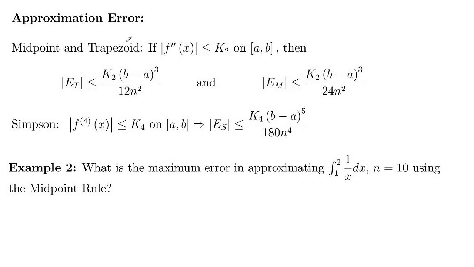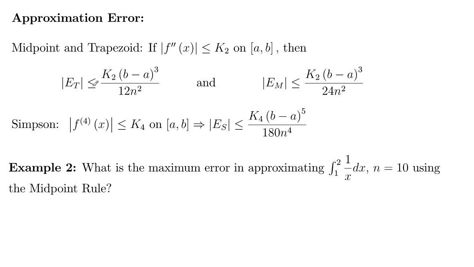We want to be able to calculate the approximation error in each of these rules, and it turns out that error depends on the size of the derivative, well actually the absolute size of the derivative. So for the midpoint and trapezoid rule, we're going to define the number k sub 2 to be an overestimate of the second derivative of the function on the interval that we're looking at.